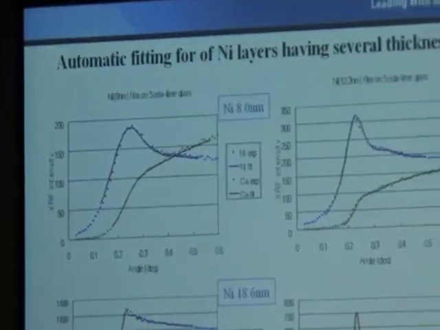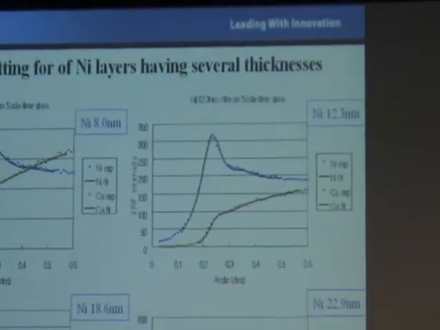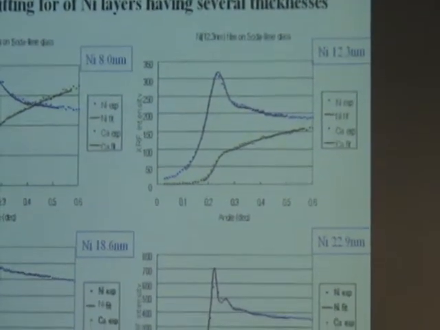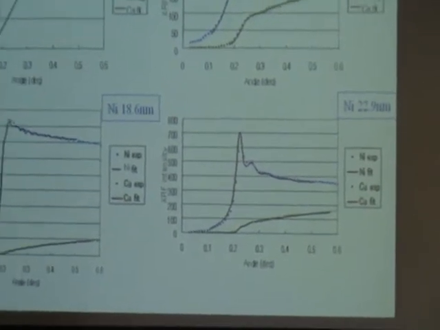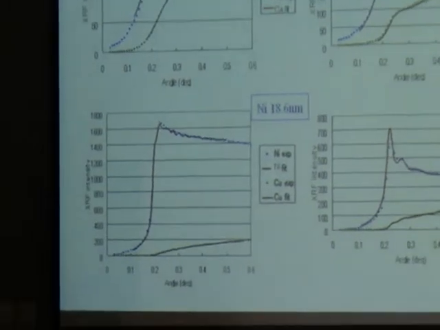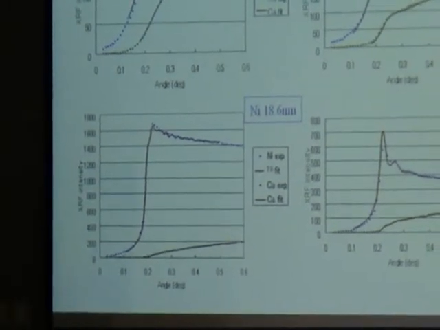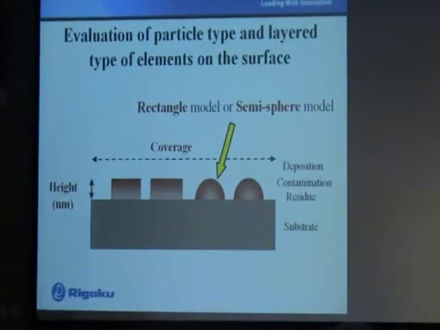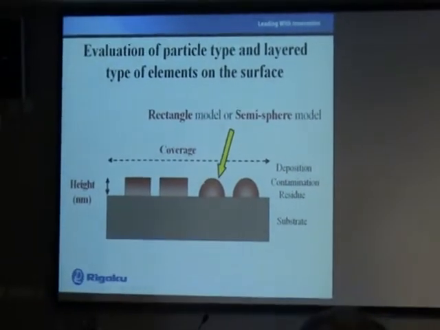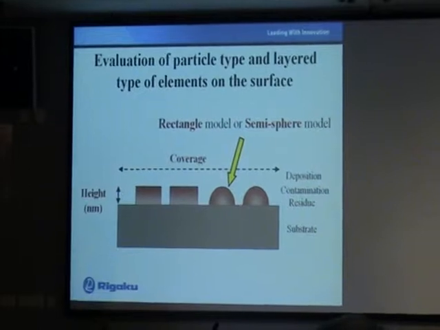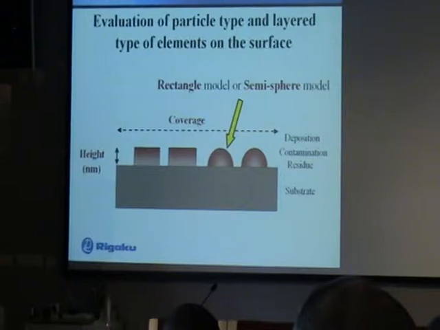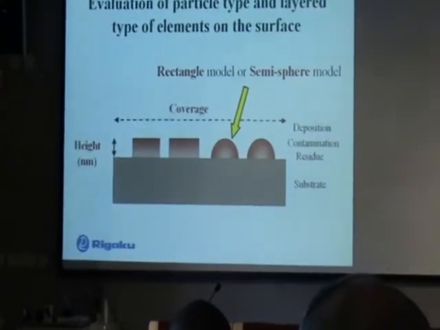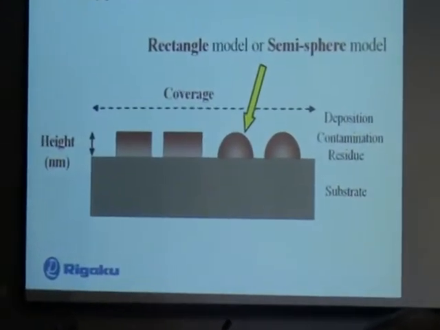And then we measured the nickel intensity, and this is the calcium intensity. Calcium comes from the substrate, the most intense element from the substrate. And we perform the software calculation assuming a rectangle shape or semi-sphere shape. We give two parameters for those structures: one is height and another is coverage.